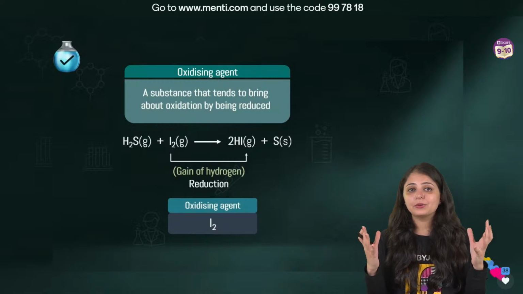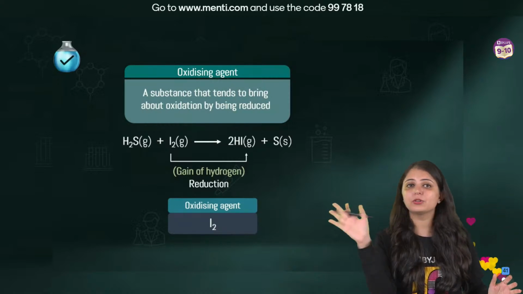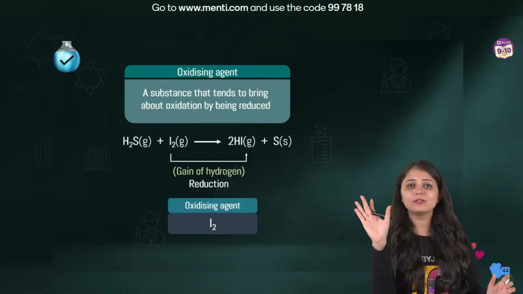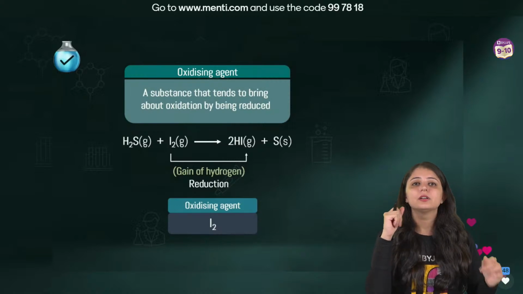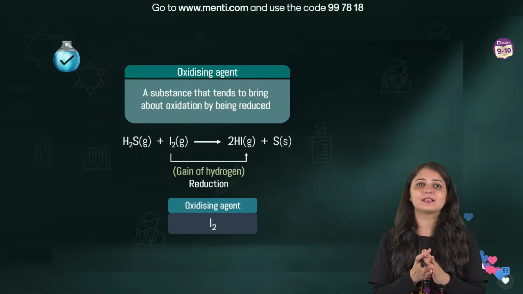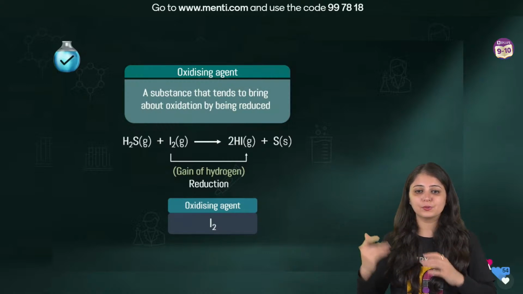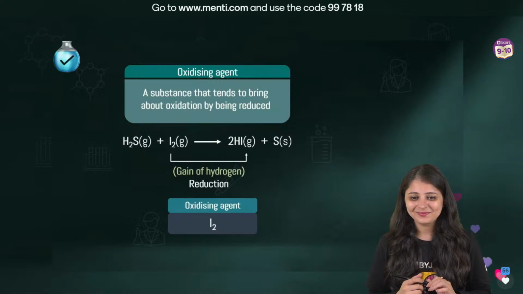I told you a trick to remember. First of all, you just have to look just at the reactants. Forget the products. So the answer will be either H2S or I2. You just have to look at the reactants. From there, whatever is the substance that's getting reduced will be the oxidizing agent. Substance that is getting oxidized will be the reducing agent. Simple.